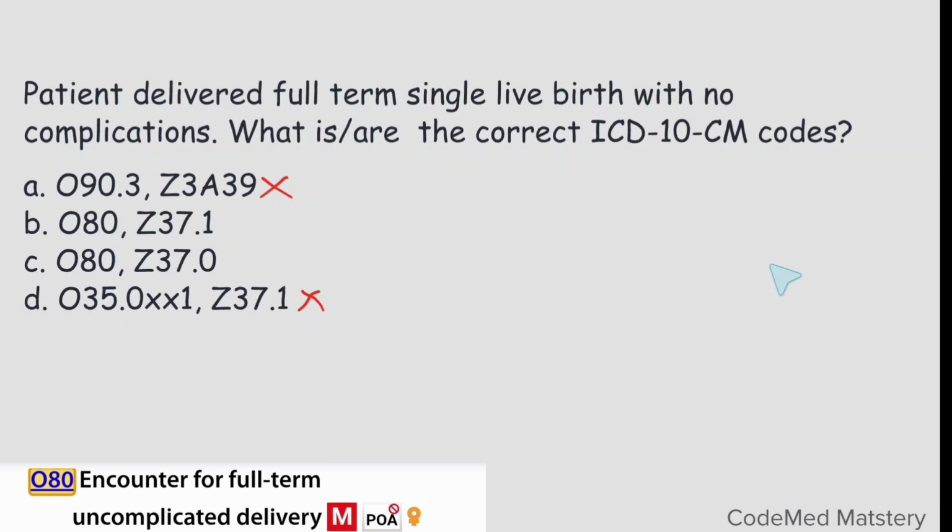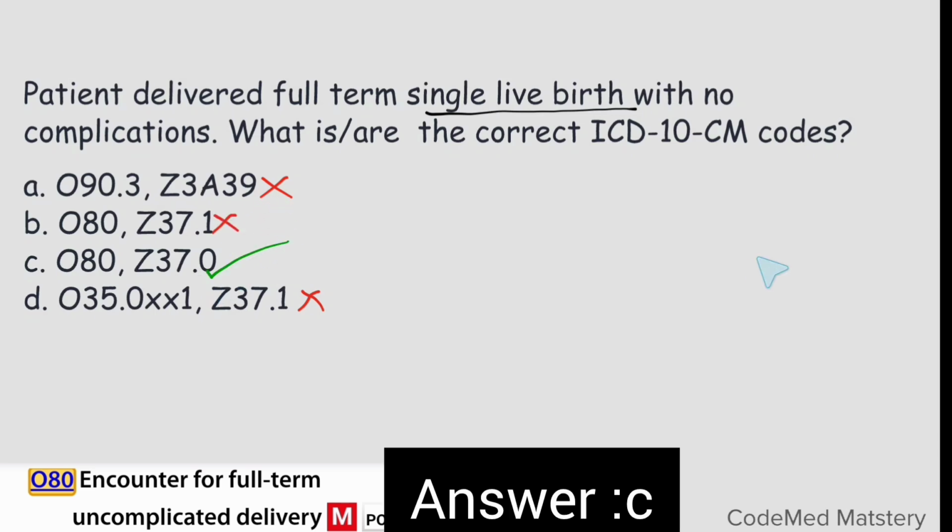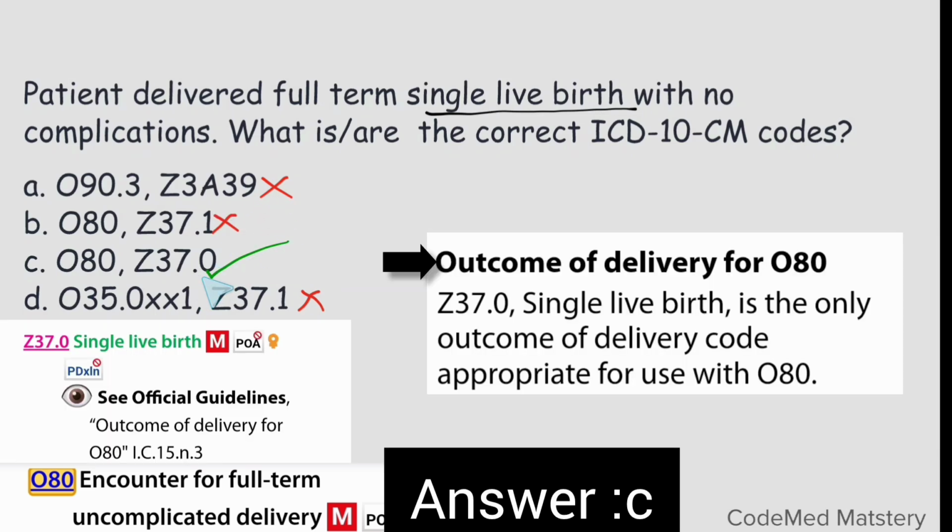We are left with option B and options Z37.1 and Z37.0. Z37.1 is for single stillbirth and Z37.0 is for single live birth. You can check in the scenario. Single live birth is mentioned. So, we have to use the code Z37.0. We'll eliminate option B. Remember that there is a guideline. Z37.0 single live birth is the only outcome of delivery code appropriate for use with O80.